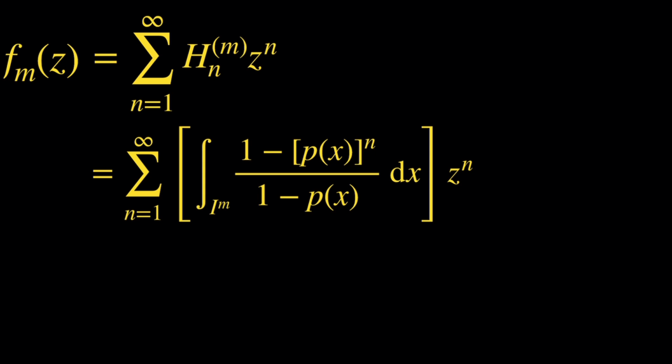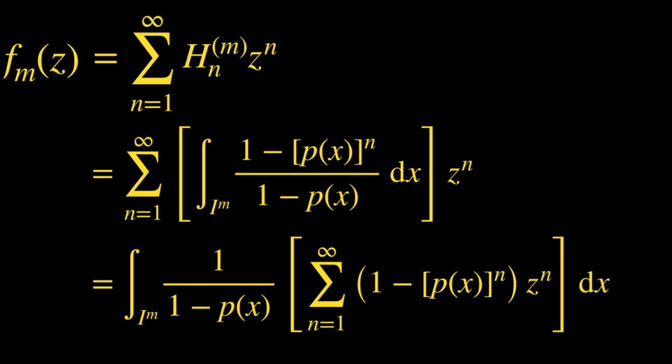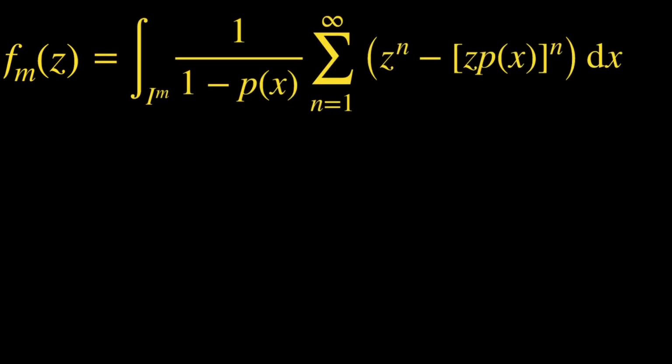Okay, the sum can go inside the integral. Then we get the integral over the I^m cube of 1 over 1 minus p of x times the sum as n goes from 1 to infinity of (1 minus p of x)^n times z^n, dx. Now, the sum is simply the sum of the difference of two geometric sequences. So we're going to have the following.